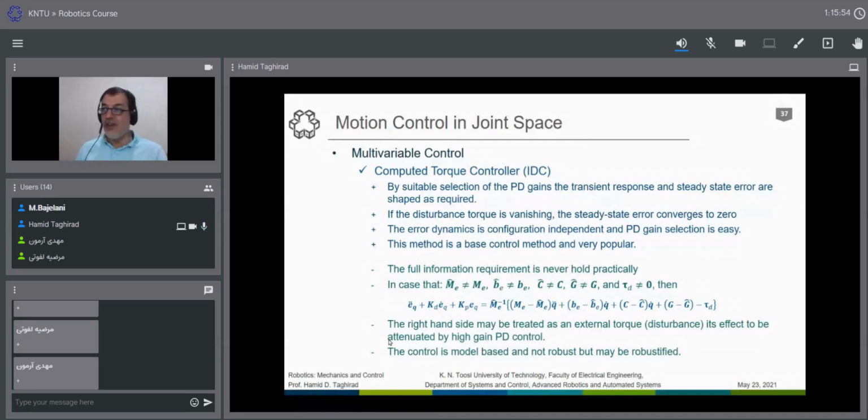Why? Because we are using M hat, G hat, and for any model-based control, the controller is not robust. It depends on the model. You see that. But we can see that we can robustify that. This is more advanced and we'll go into it hopefully in the next session or the session after that.